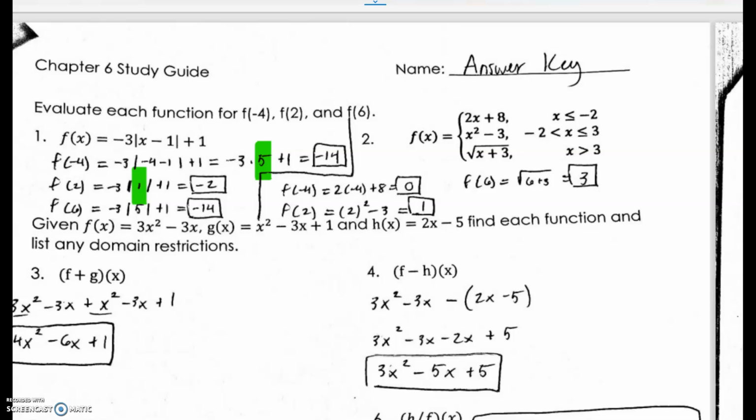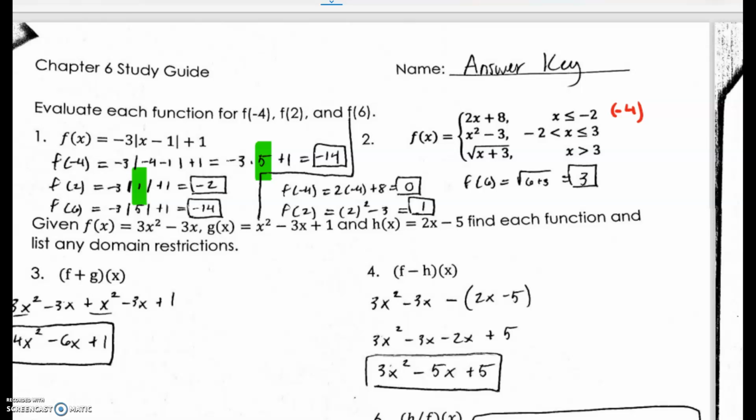So if our input's -4, with a piecewise, you've got to figure out which function it belongs to. Okay, so -4 would fit in this domain restriction because this one's saying x is less than or equal to -2, and -4 is less than or equal to -2. So you'd be plugging -4 into that function, and when I did that I got 0.